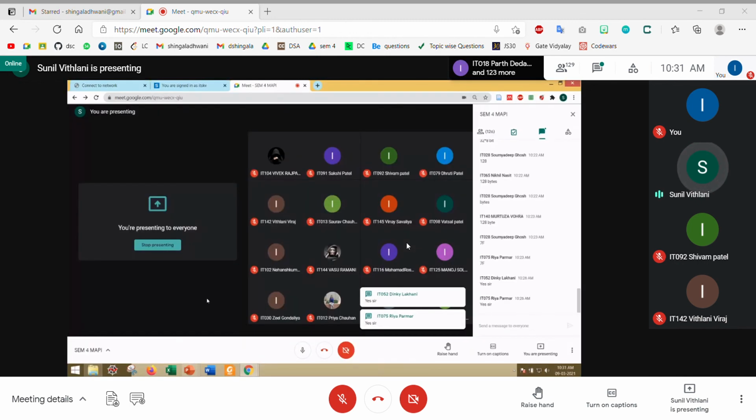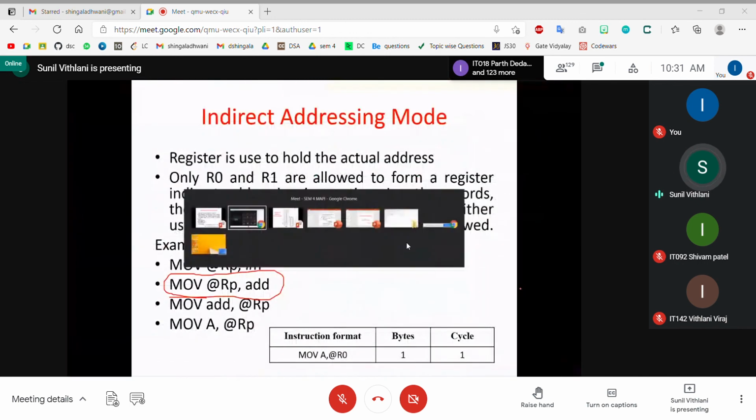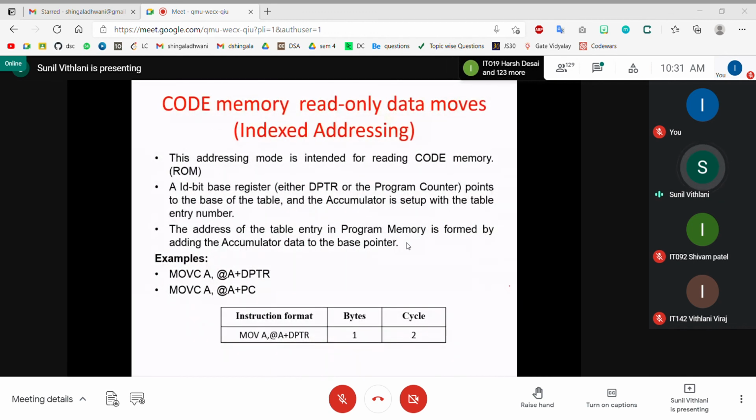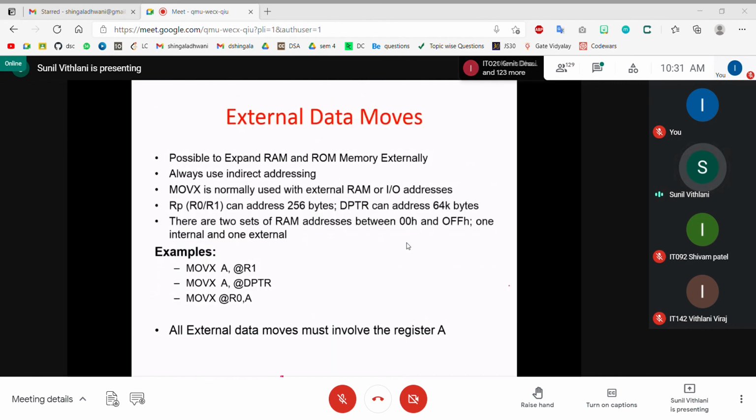Okay, are you getting this? So this is about the indirect addressing. ये जो है वो indirect addressing. Next we will see how to communicate with or how to read data from ROM and how to communicate with external memory.